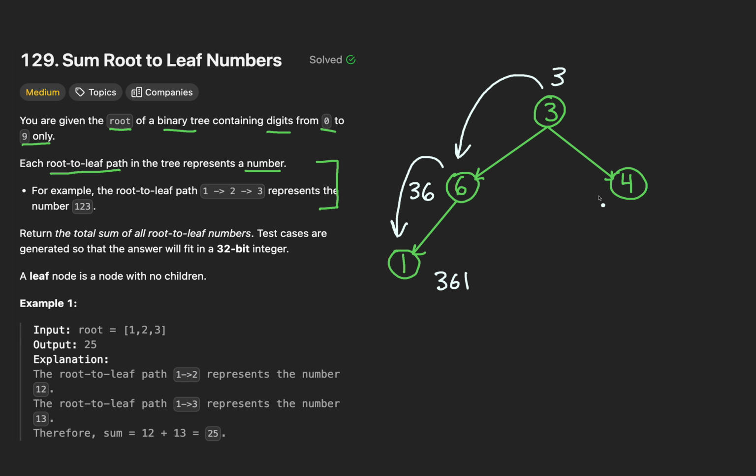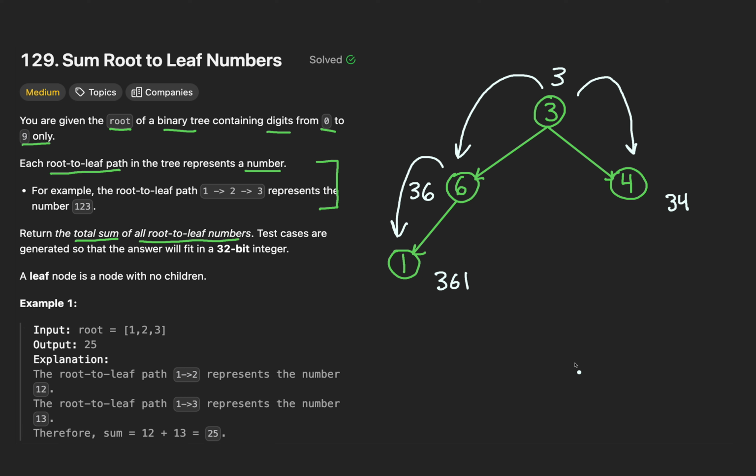What we want to do is return the total sum of all root to leaf numbers. Referring to our example here, we'd add up the built number of 361 plus the number we'd build at this leaf node, which if we concatenate the 3 with the node value of 4, we get 34. Putting those together, we would get an ultimate answer of 395. That's our answer, and that's what we return in our function. Okay, so that's the overview of the problem.